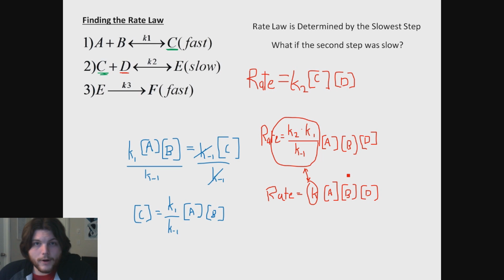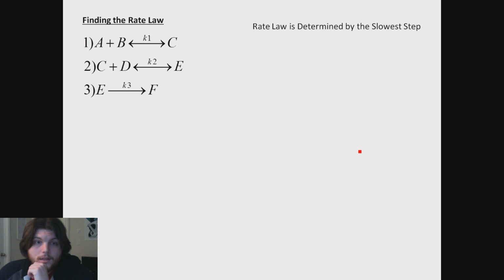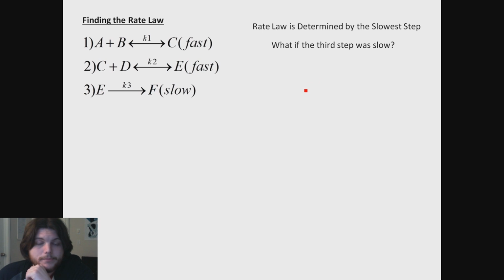Okay, so that's a little more complicated. There's still one more, yet more complicated case. So let's go ahead and move on to the last case here. So again, we have the same reaction, and the rate law is still and always determined by the slowest step. But what if the third step is our slow step? Well, what does that mean? Well, that means our rate is going to be based off of this guy here. So let's just write, what do you think the rate law would be?